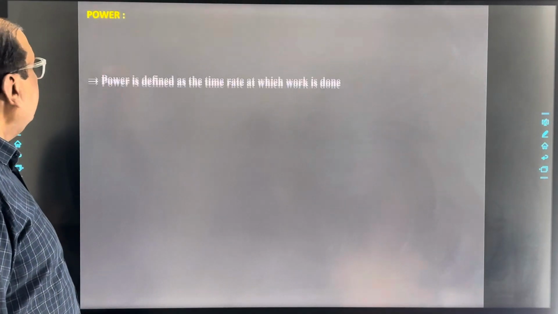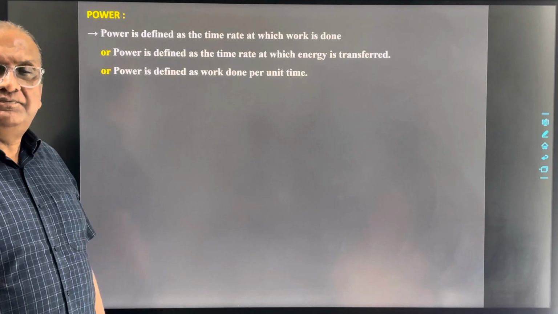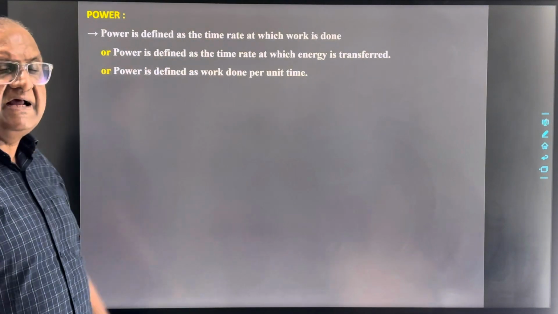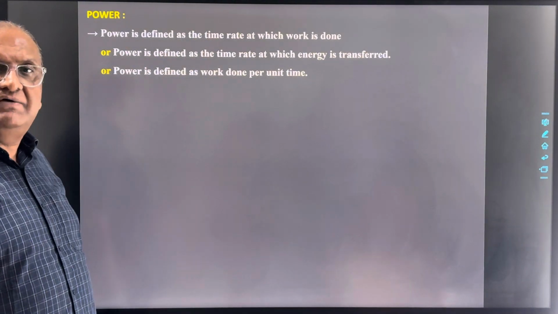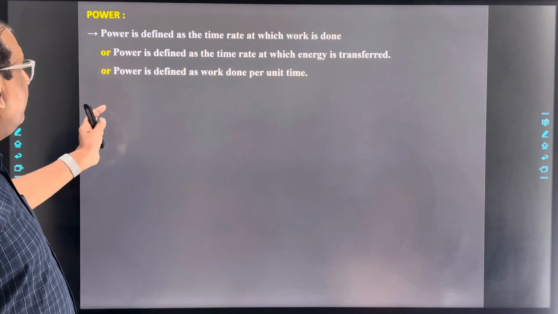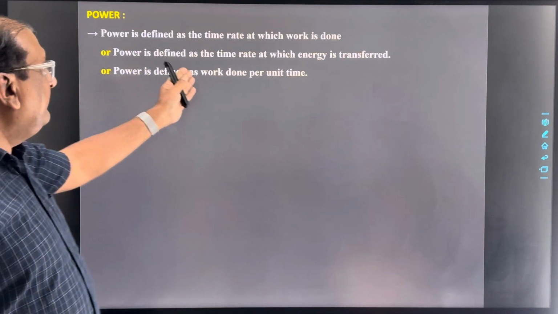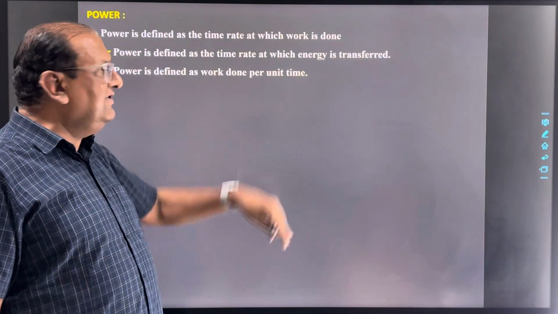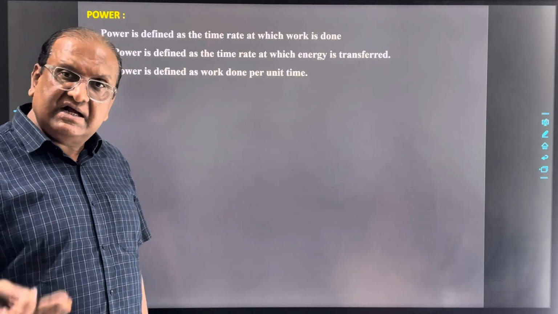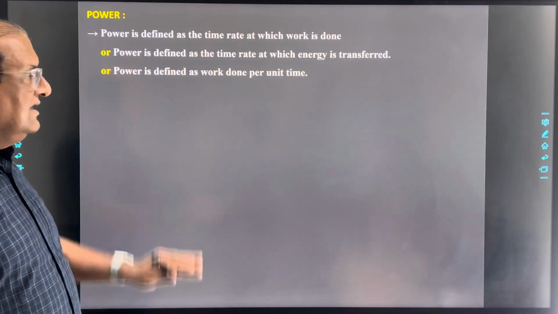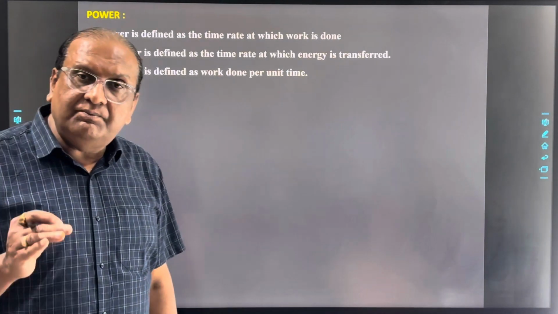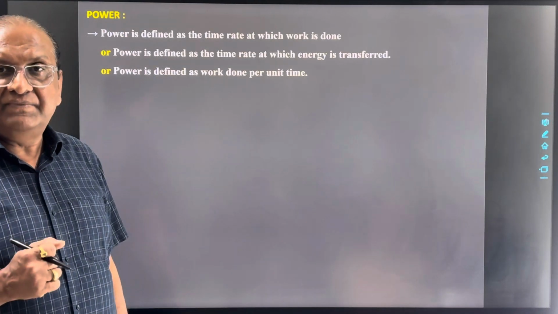Now the next topic, that is power. First, the definition of power. Power is defined as the time rate at which work is done. Or we can say power is defined as the time rate at which energy is transferred. Or power is defined as work done per unit time.